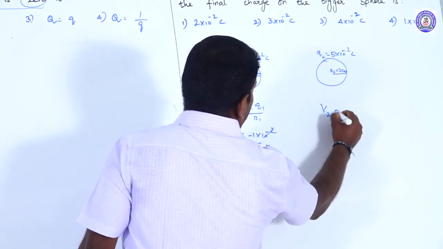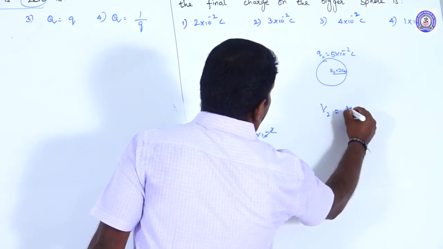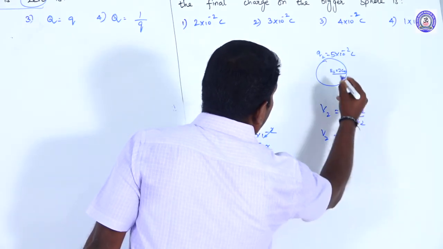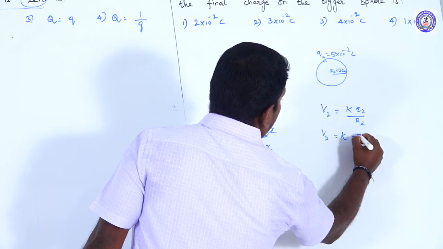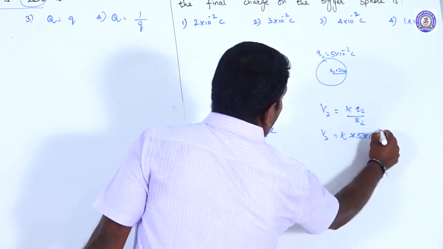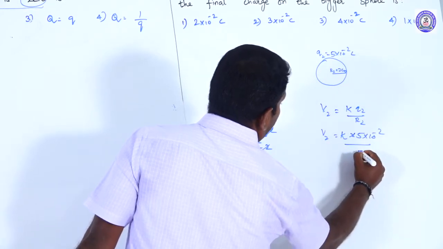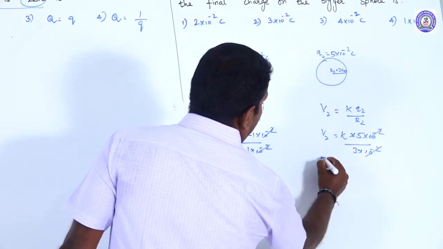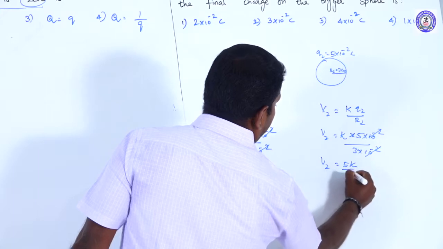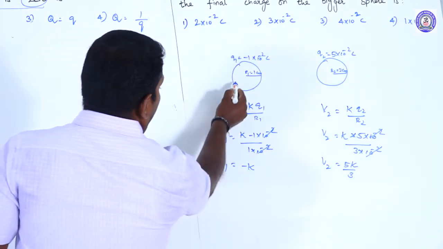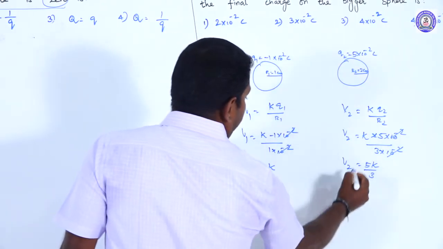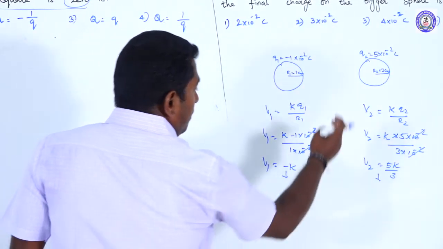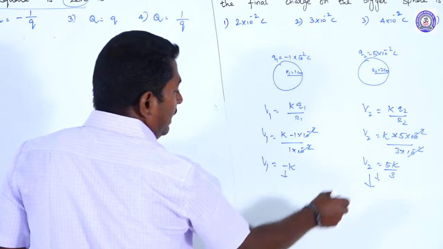Then potential of the second sphere, V2, is equal to k Q2 divided by R2. V2 is equal to k times Q2 value, 5 into 10 power minus 2, divided by the radius of the bigger sphere, 3 into 10 power minus 2. 10 power minus 2 gets cancelled. V2 is equal to 5k divided by 3. See, the smaller sphere has a negative potential, the bigger sphere has a positive potential. So when compared, the bigger sphere has a greater potential, 5k divided by 3.